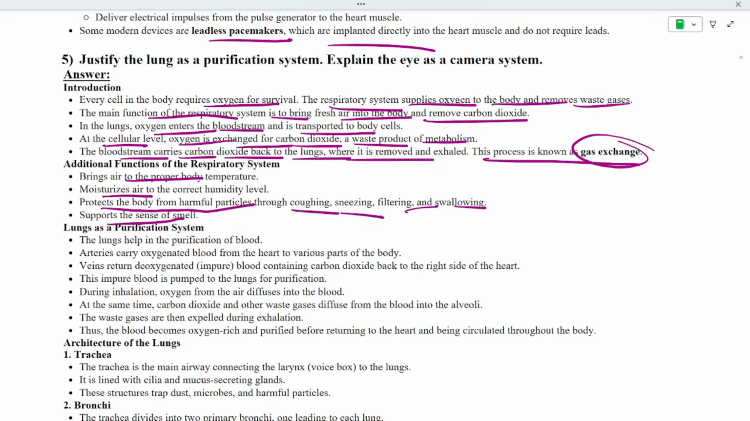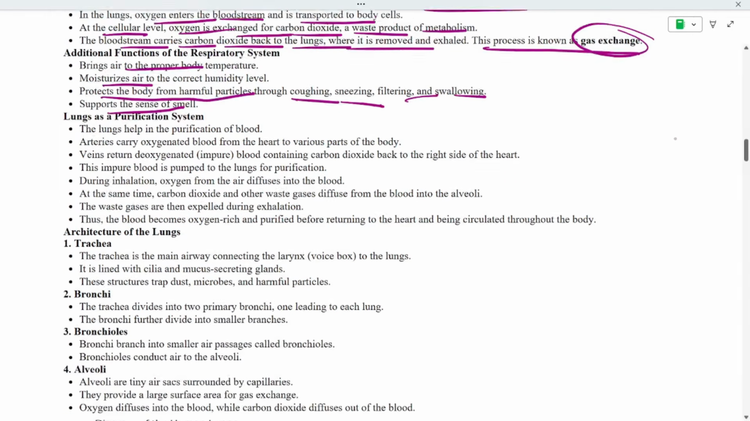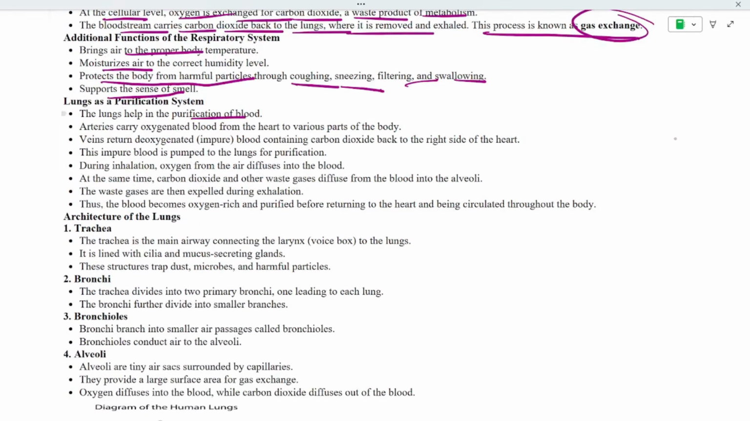Now, it acts as a purification system by helping in the purification of the blood. Arteries carry the oxygenated blood, that is the pure blood, from the heart to the various parts of the body. Veins return the deoxygenated blood, that is impure blood containing carbon dioxide, back to the right side of the heart. This impure blood is pumped to the lungs for purification.